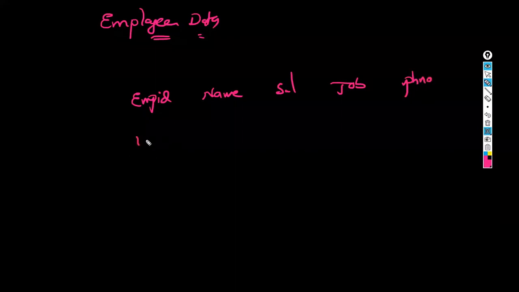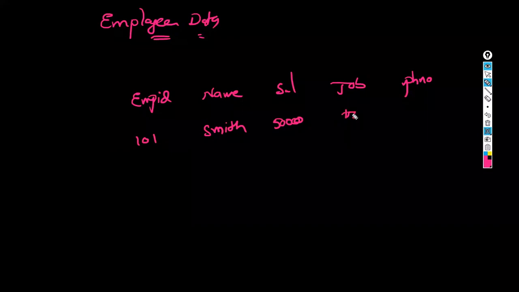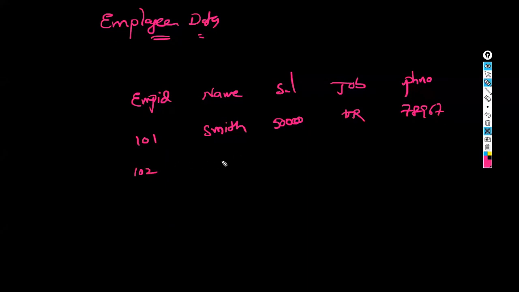Let us say 101 is my first employee. Name is Smith, the salary is 50,000, the job is HR, and the phone number is 723 something, 7896. There is one more employee. Rose is the second employee name, salary is 70,000, he is a developer, and his phone number is 781236. So this is the way they are storing the data.